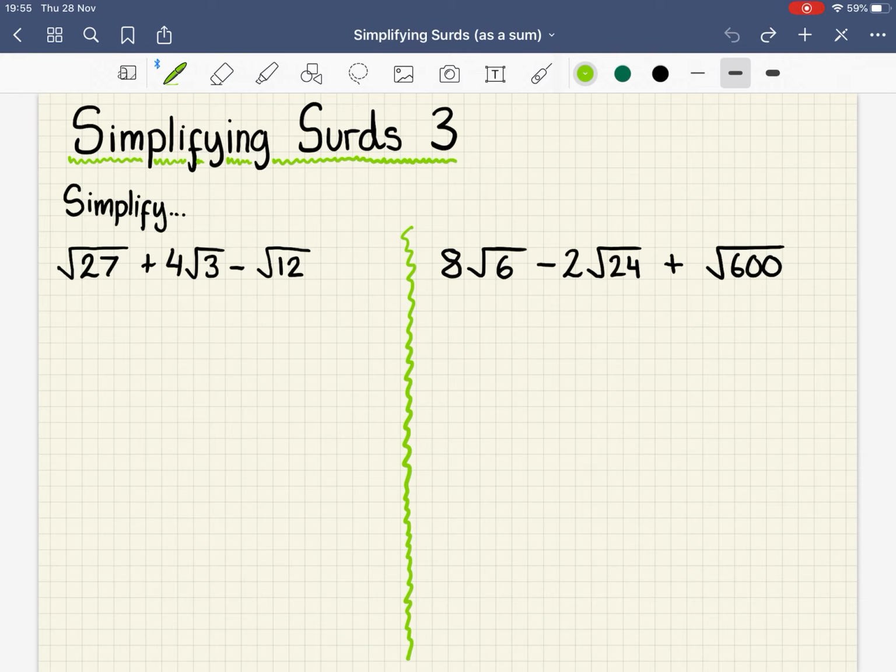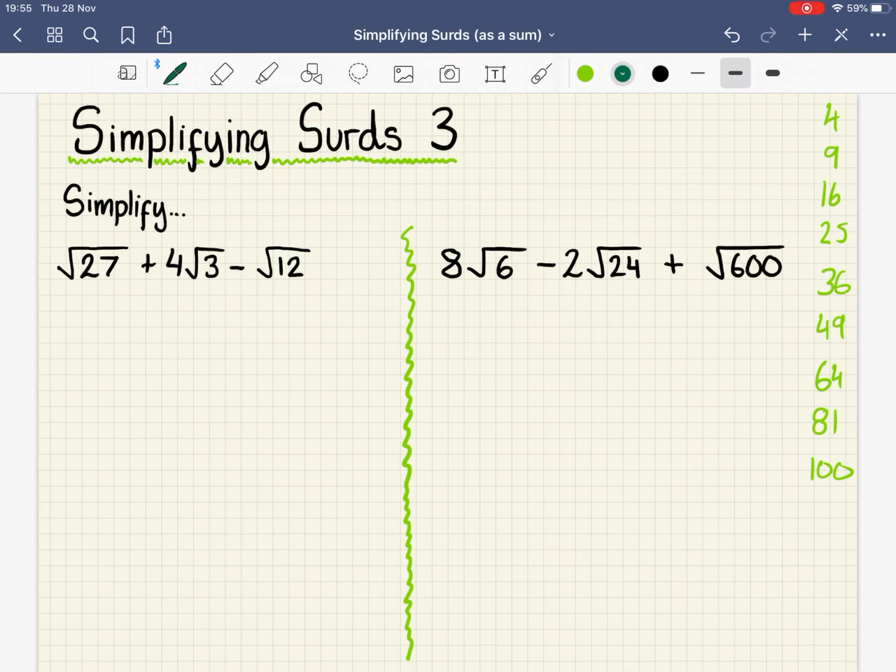So before I even begin, I'm going to write down my little cheat sheet of square numbers just so I don't have to think about, oh god, is that a square number? So I've got 2 squared, 3 squared, 4 squared, 5 squared, 6 squared, 7 squared, 8 squared, 9 squared, and 10 squared.